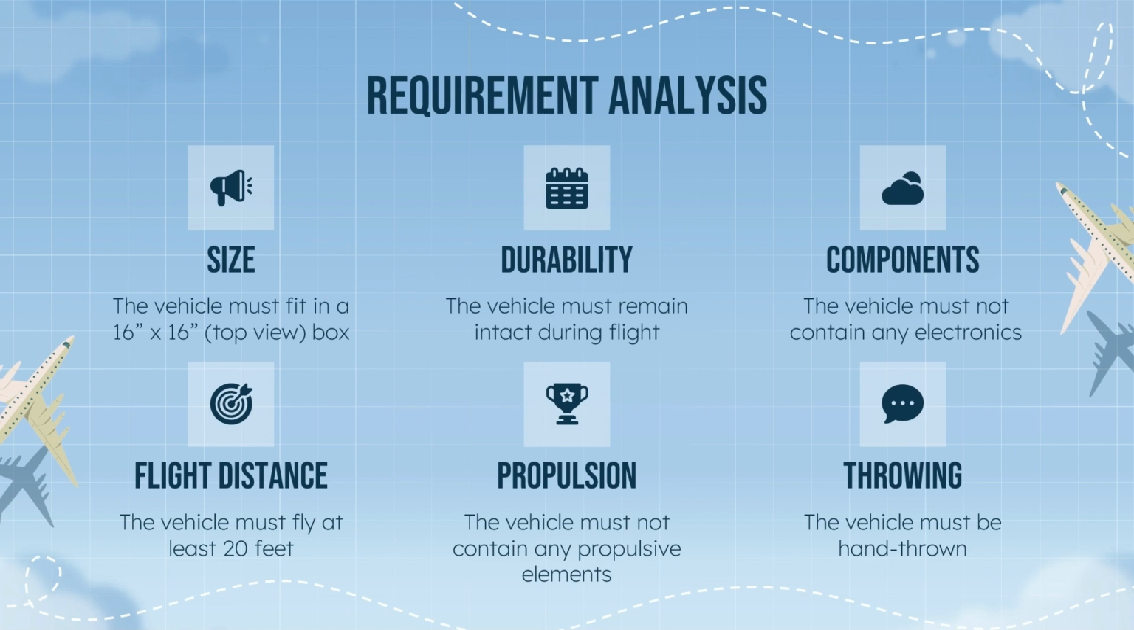A few requirements for this design process. The size: the vehicle must fit in a 16 by 16 inch box from the top view. Durability: the vehicle must remain intact during flight. Components: the vehicle must not contain any electronics. Flight distance: the vehicle must fly at least 20 feet. Propulsion: the vehicle must not contain any propulsive elements. Throwing: the vehicle must be hand thrown.